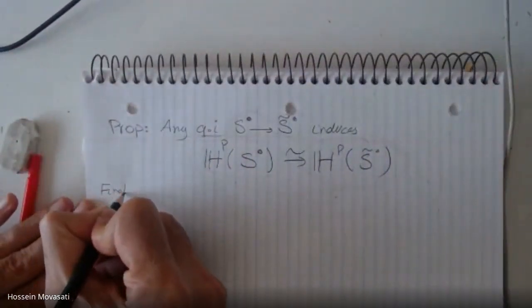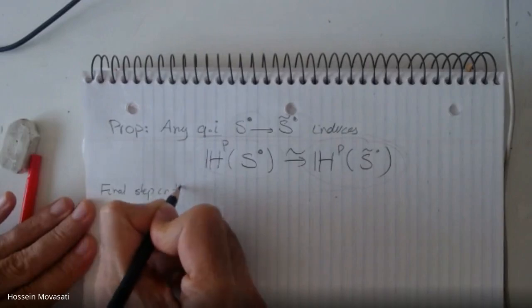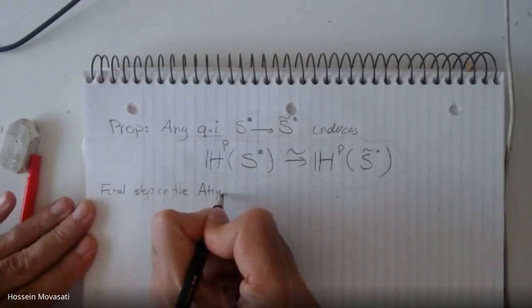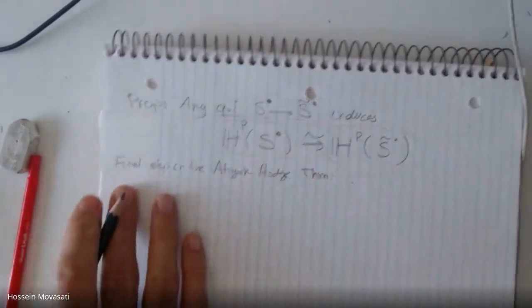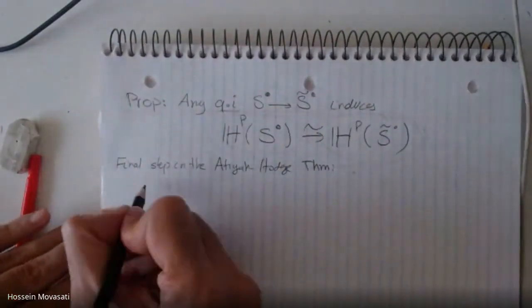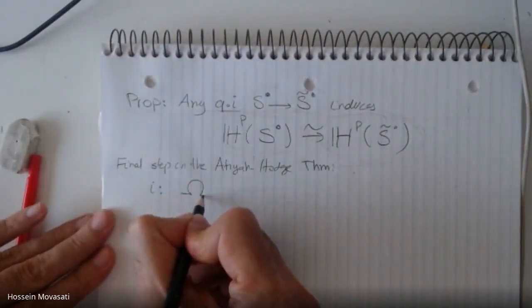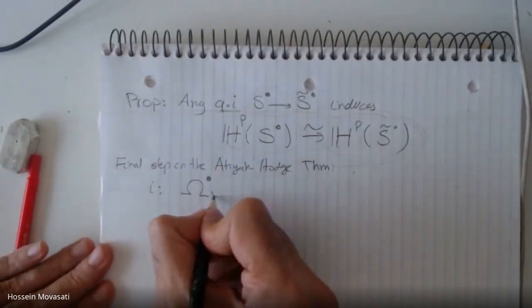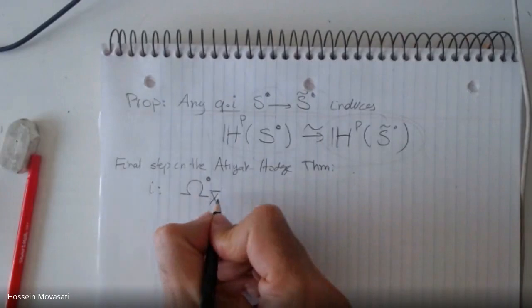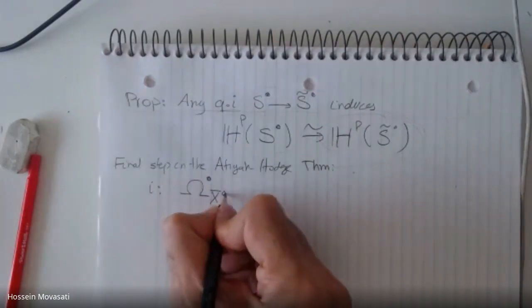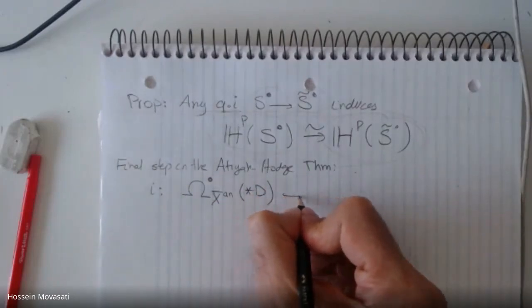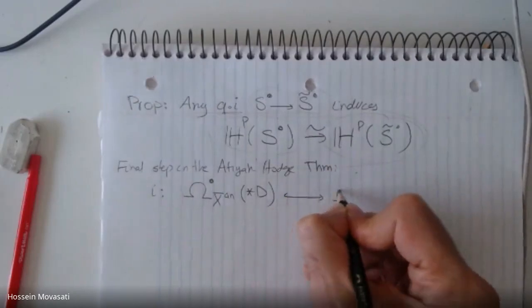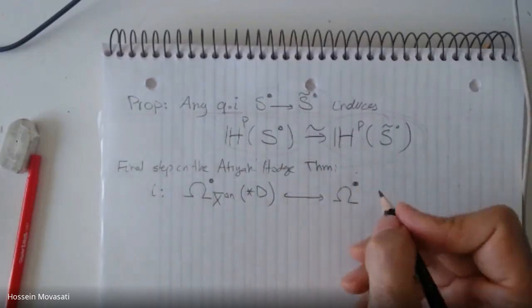And okay, so the final step in the Atiyah-Hodge theorem. So the final step is, maybe I write the complex of meromorphic forms in X bar, analytic with arbitrary poles along D. There is an inclusion map from meromorphic C-infinity forms.